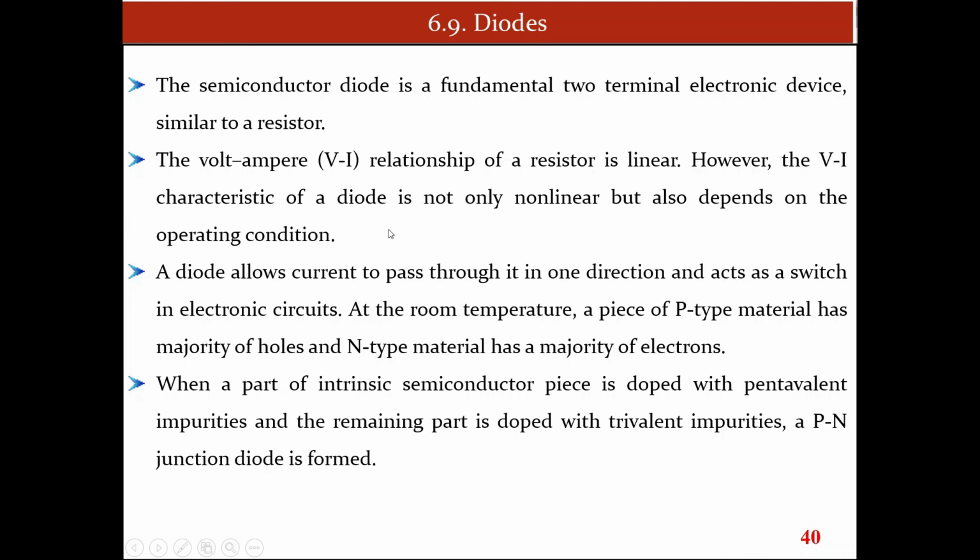We will see what forward biasing and reverse biasing are. The diode contains p-type and n-type material. If the p-type is connected to the positive terminal and the n-type is connected to the negative terminal, it is forward biasing. But if the p-type is connected to the negative terminal and the n-type to the positive terminal, it's reverse biasing. A diode allows current to pass through it in one direction, so it acts as a switch in an electronic circuit. Why does it act as a switch? It passes current in one direction and rejects current in the reverse direction up to a certain limit.